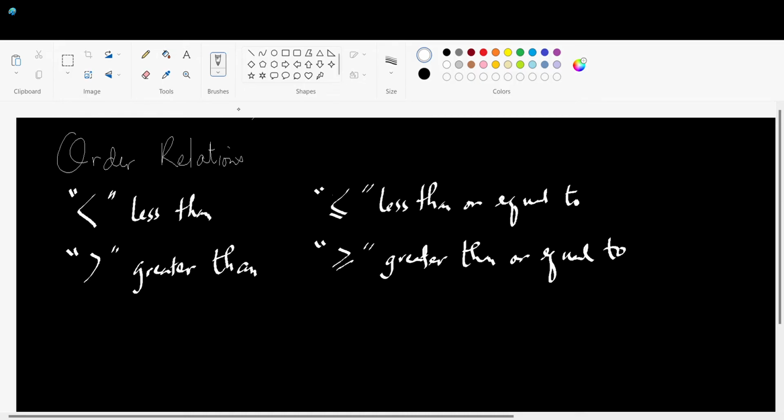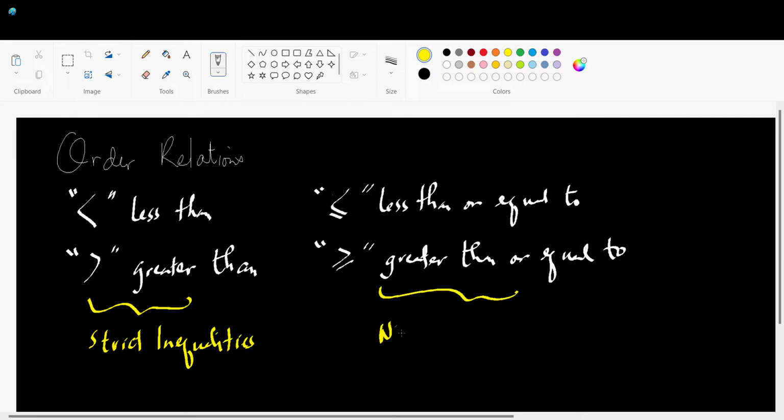The first two are referred to as the strict inequalities, while the other two are the non-strict inequalities. Alright.